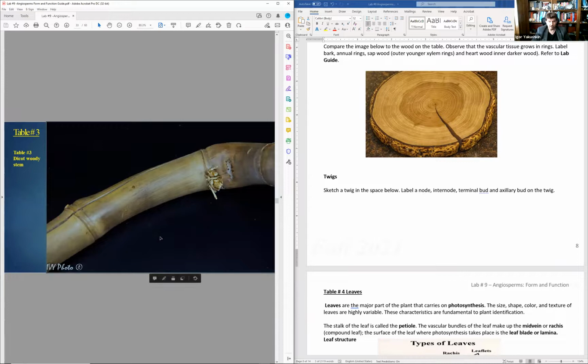So node, node, another node, another node. Axillary bud, internode, between the nodes. This part of the stem between the nodes is the internode. That part of the stem between the nodes is the internode. All right?